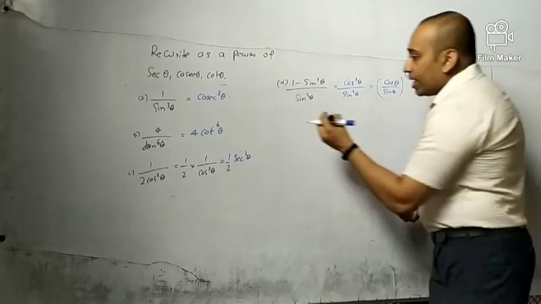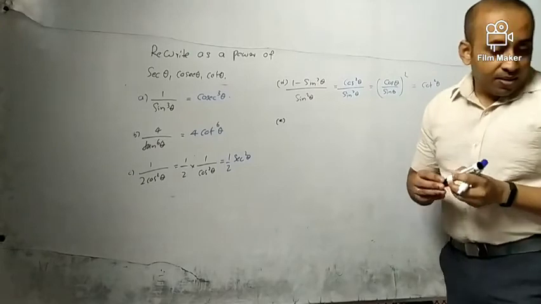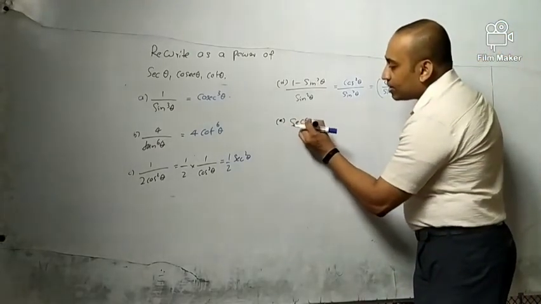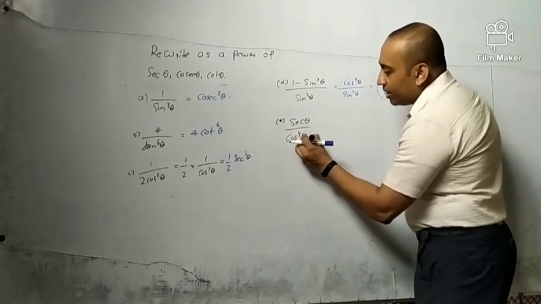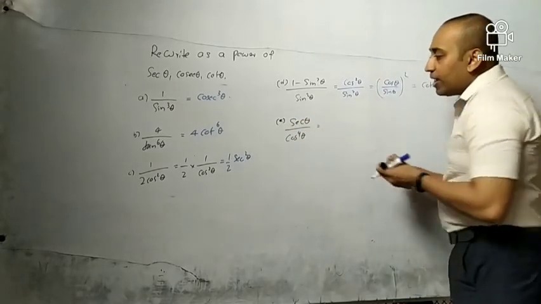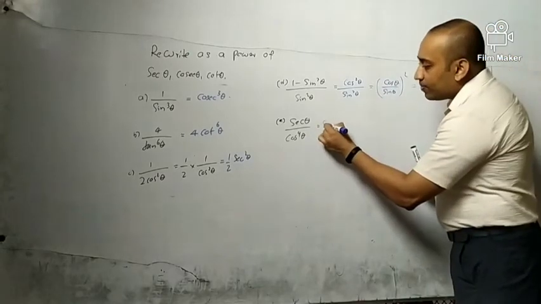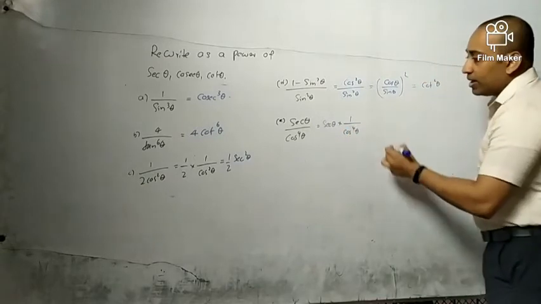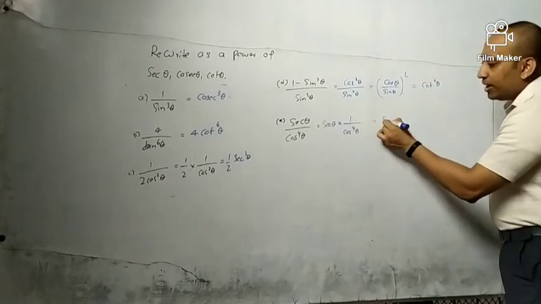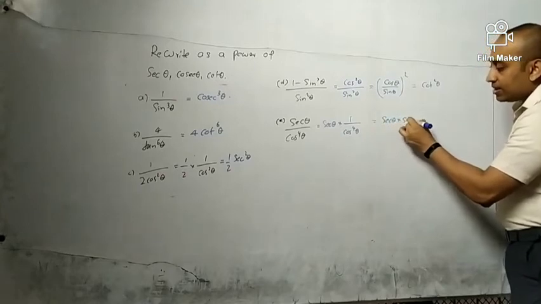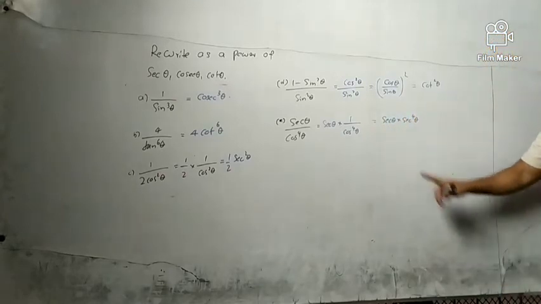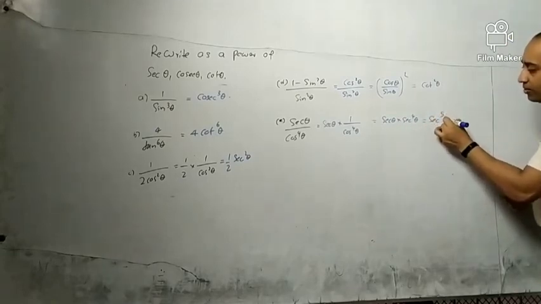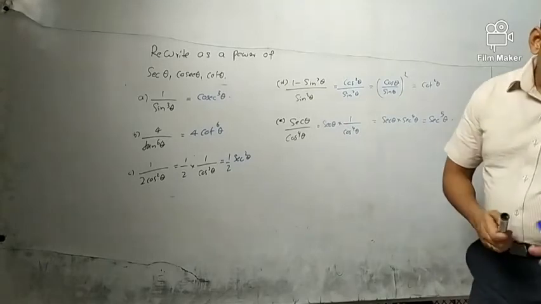That's part D. Now part E. The part E question is sec theta over cos to the power 4 theta. Then we know that, if you want, you can write sec theta into 1 over cos to the power 4 theta. We know that 1 over cos to the power 4 theta is how much? That is sec to the power 4 theta. Sec theta into sec to the power 4 theta turns into sec to the power 5 theta. That's the answer for that.